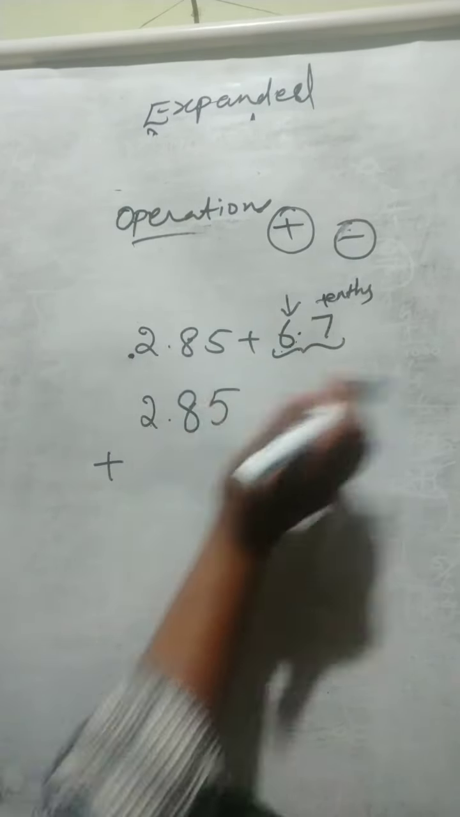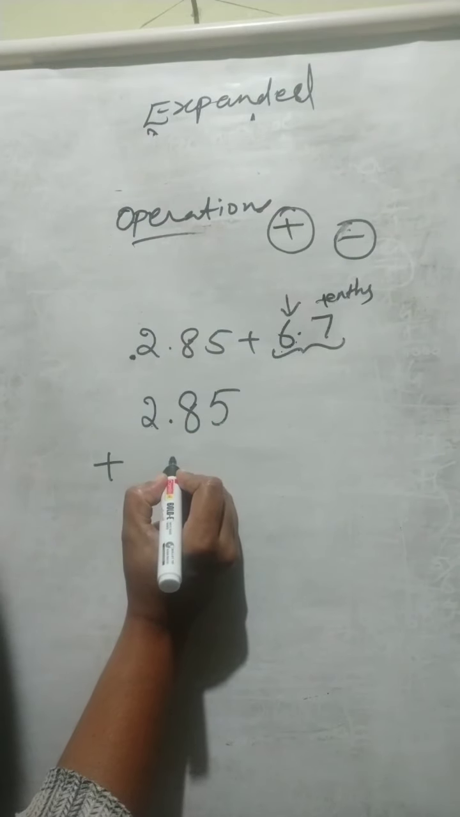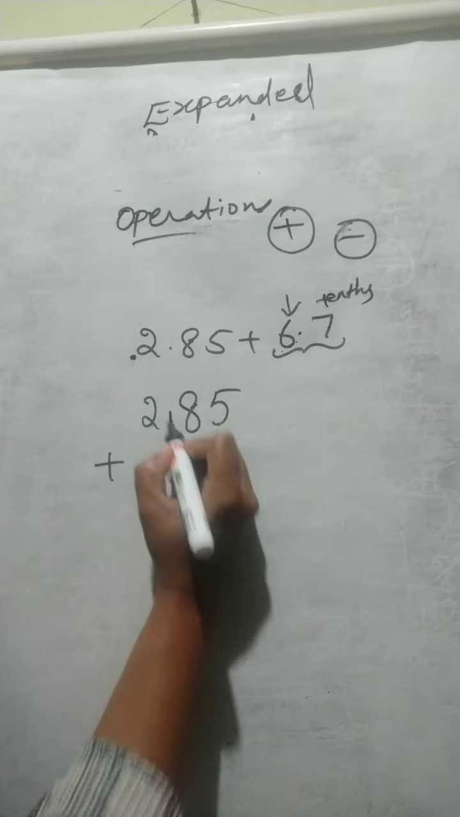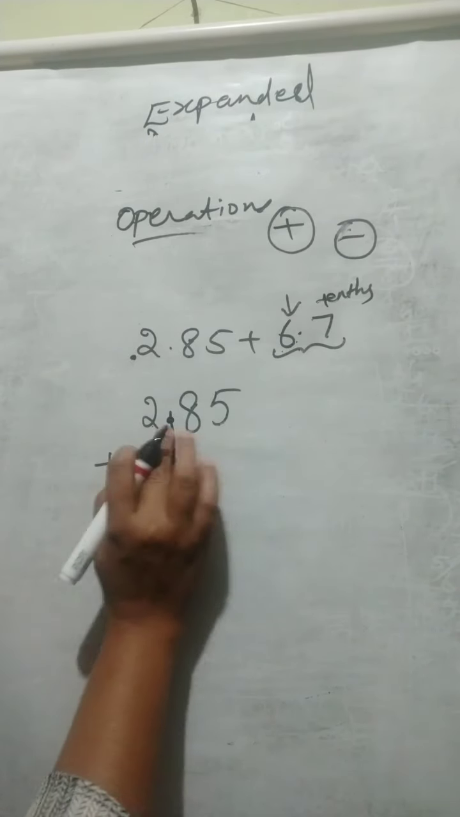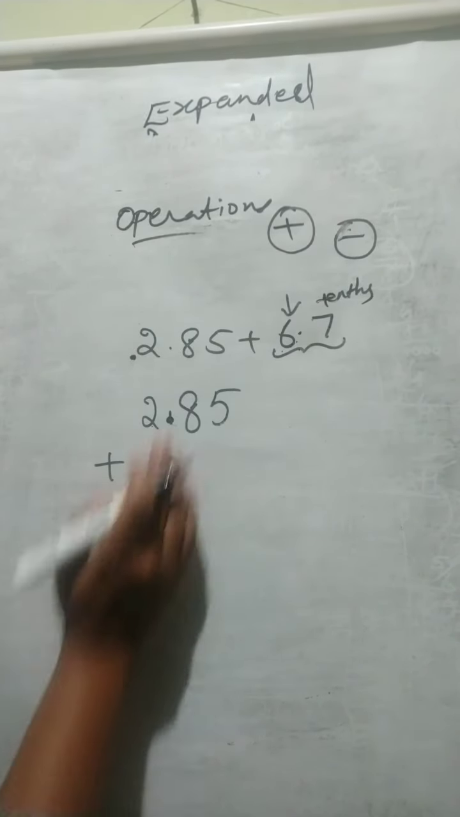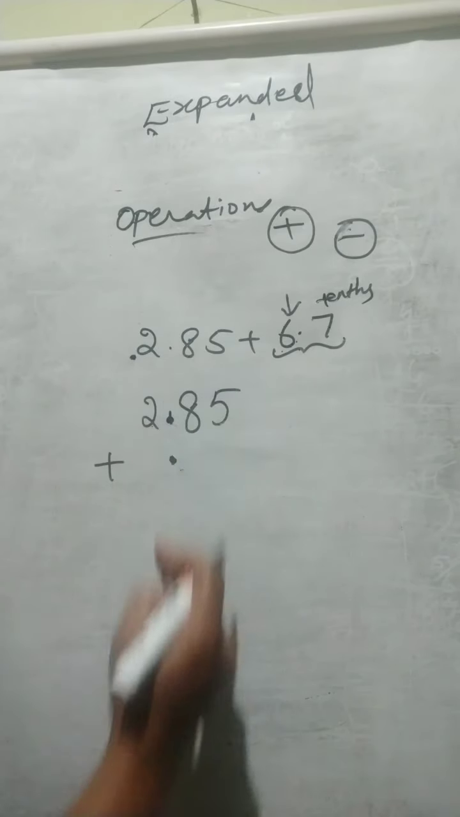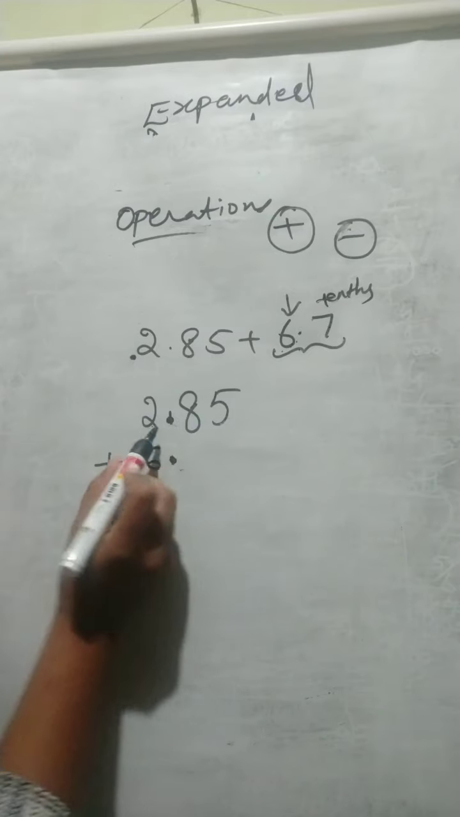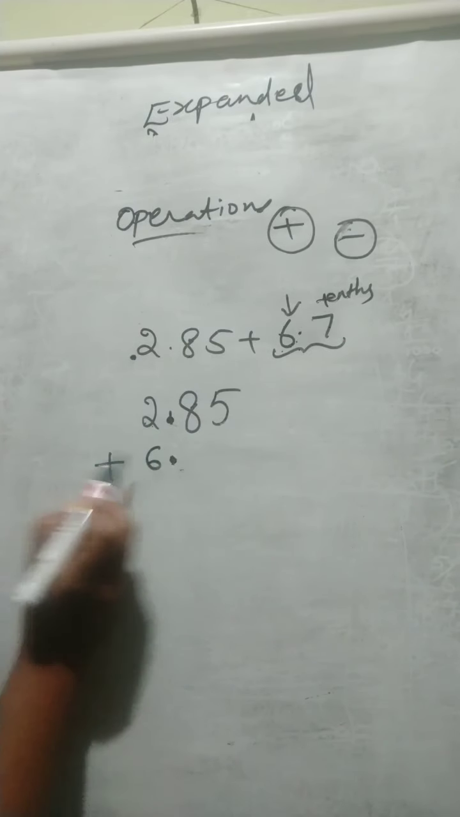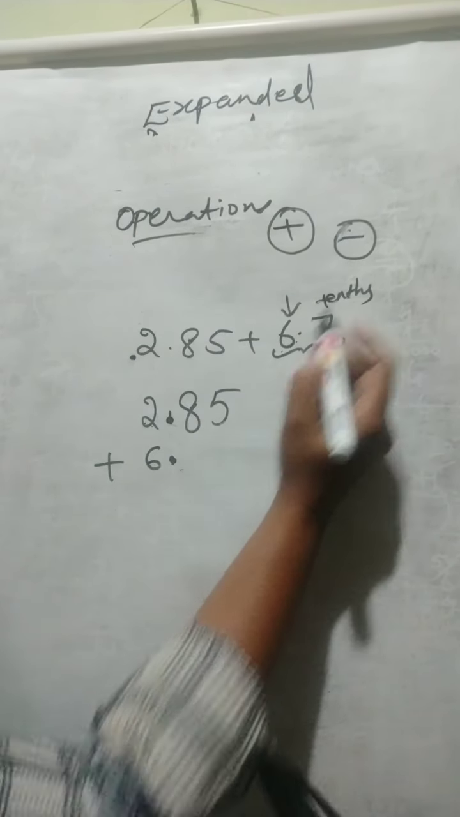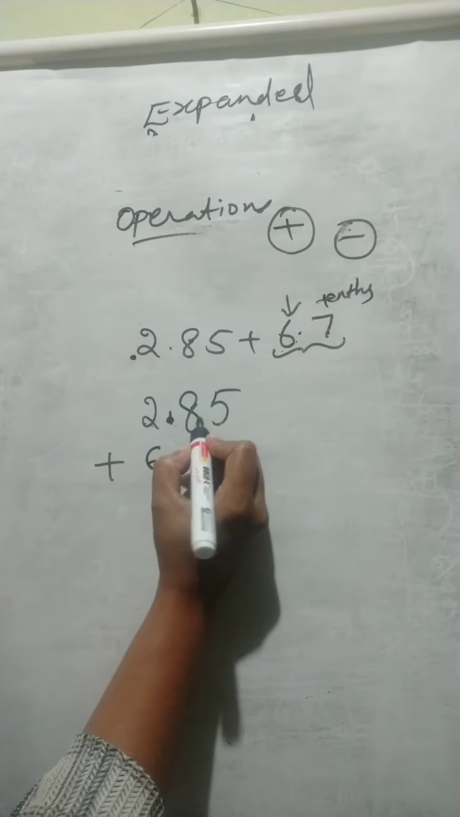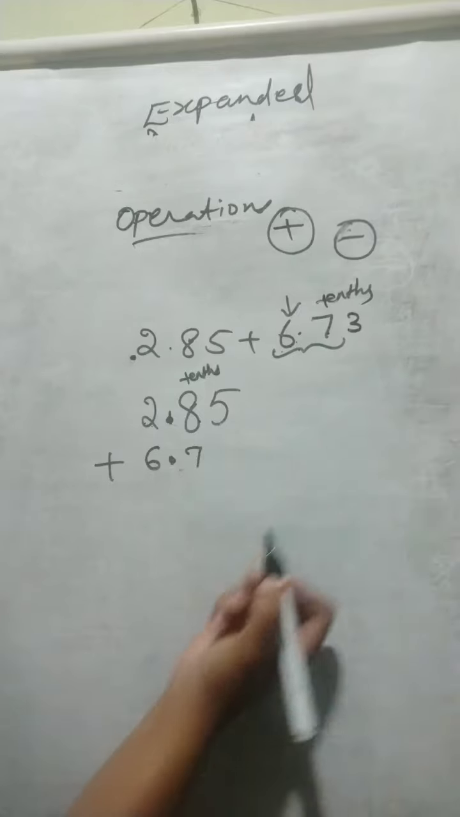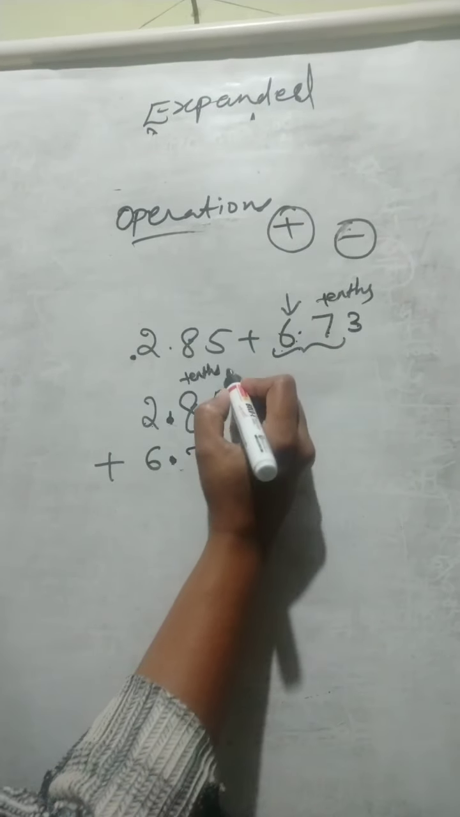The point we have to keep in one line itself, that means a straight line. Here 1 point, here 1 point, and so on. Clear? So here the point will be in one line. Here 2 is in ones place, 6 is in ones place. Here 7 is in tenths place, here 8 is in tenths place. If there is one more number, for example 3, then 3 is in hundredths place.